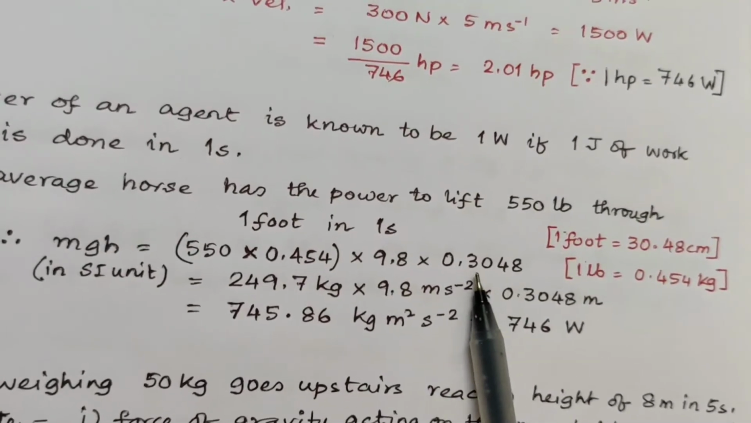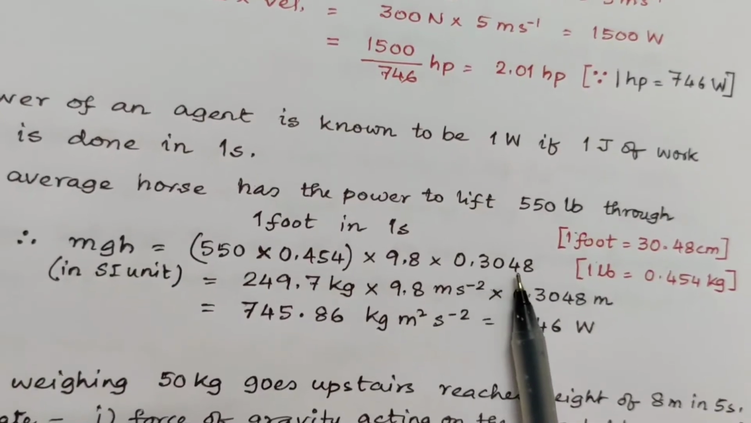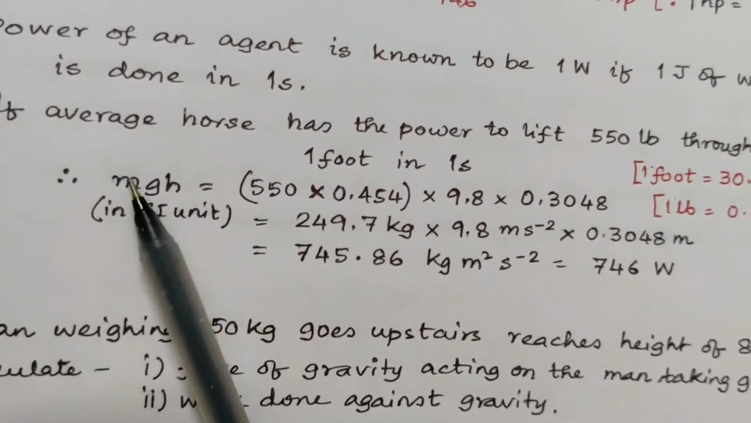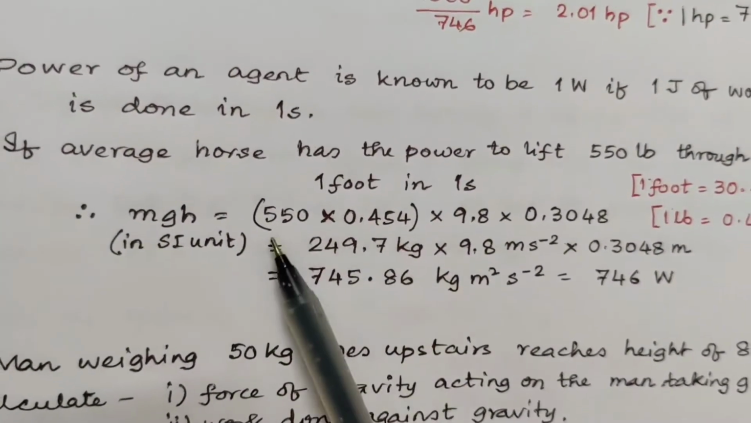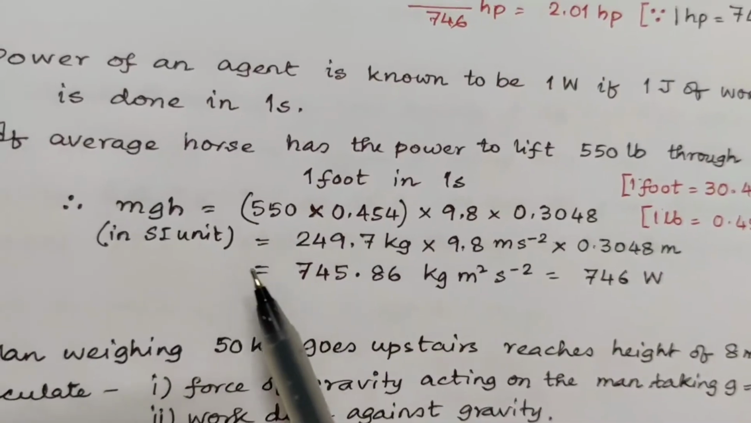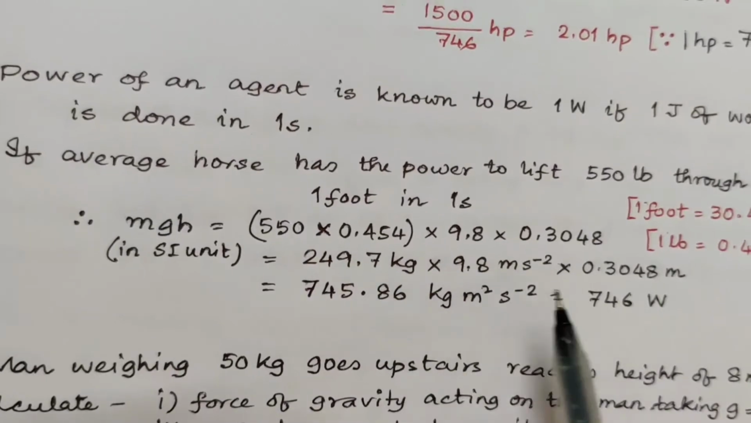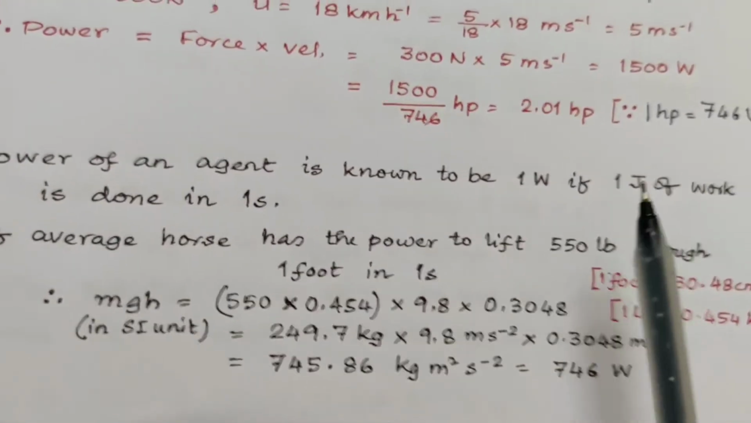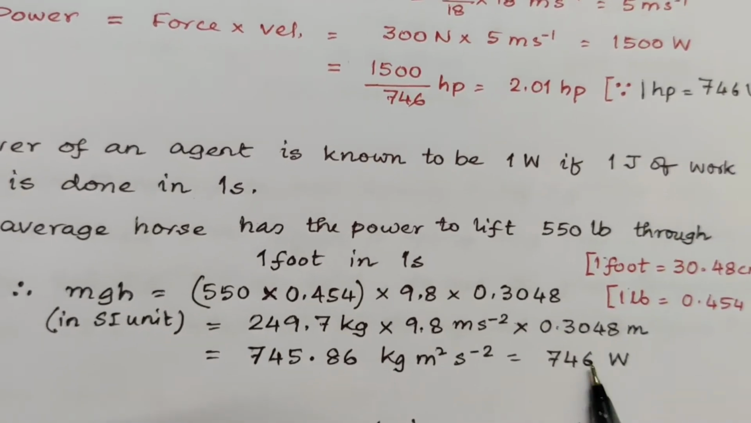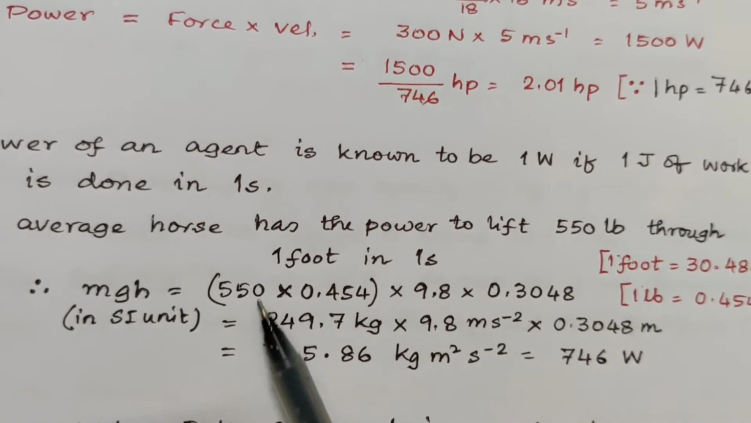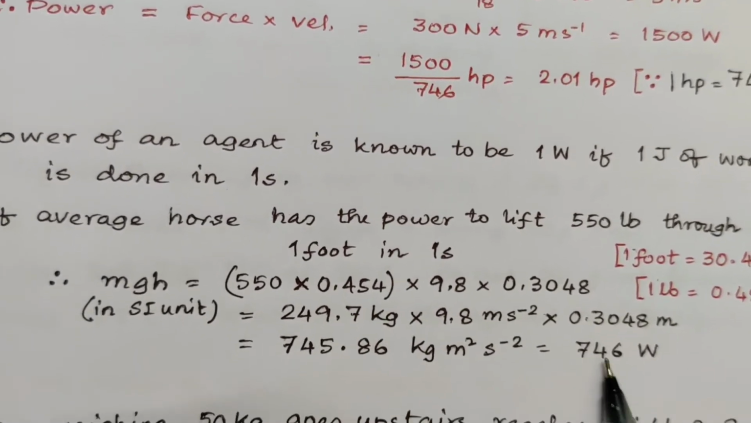That's 30.48 centimeter, that means 0.3048 meter. So here you can see mgh is equal to this thing. In SI unit it is given like this. So we are getting it at 746 watt, which we have proved in this way. 1 horsepower is equal to 746 watt. That is this formula. Using this formula we can show that 1 horsepower is equal to 746 watt.